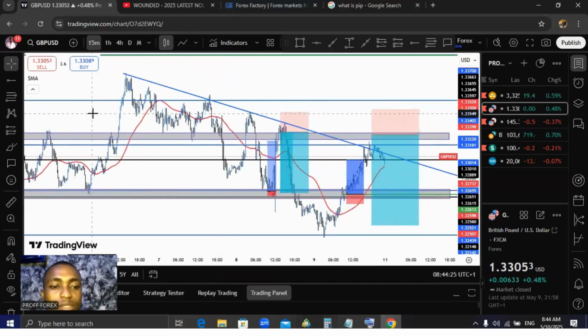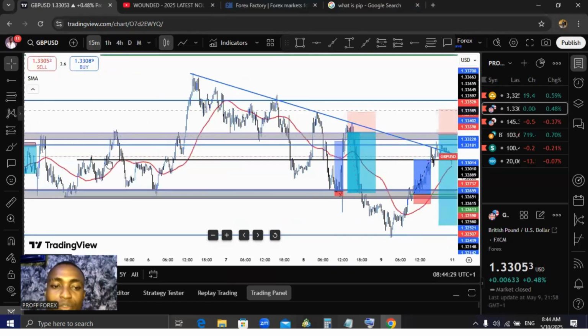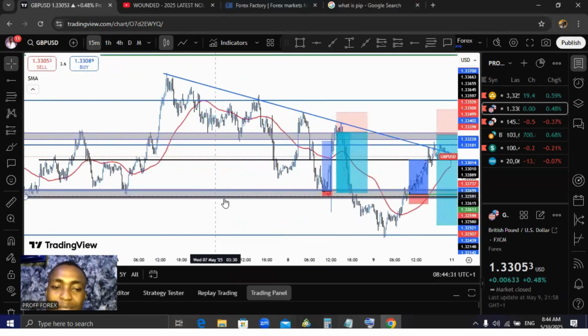So I just saw this line. These are my high and low of the week. Then I just saw the support and resistance zone. Then I just mark it out. Because the week is over, I have to close it.